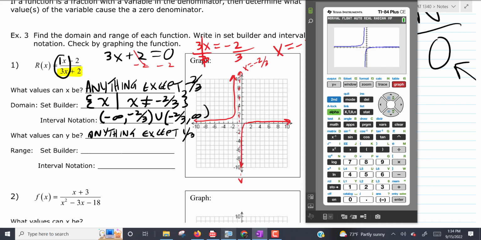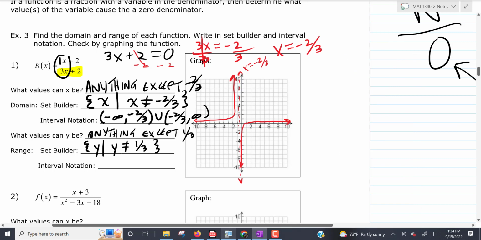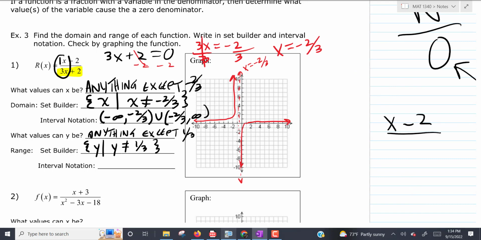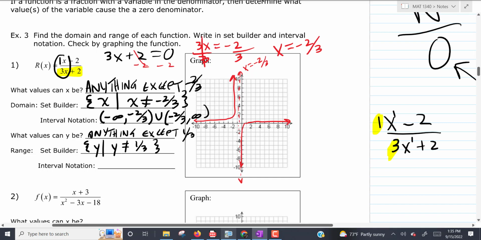So as far as your set builder, it's going to be the set of y, where y cannot be 1/3. At this stage, I'm having to show you something that we're going to learn later. I probably could have come up with a better example. Anytime you have a fraction like this, and the highest power of x is the same, then this thing right here gives you what's called a horizontal asymptote. That's all I can say right now.